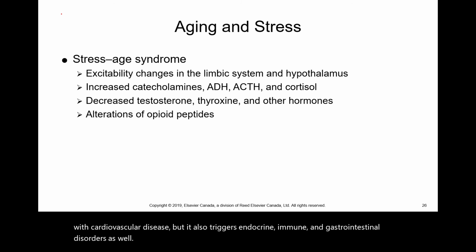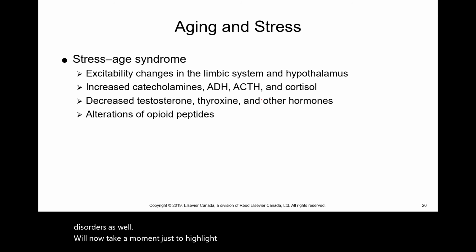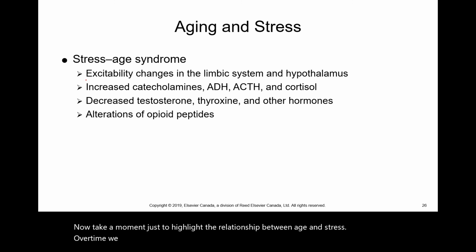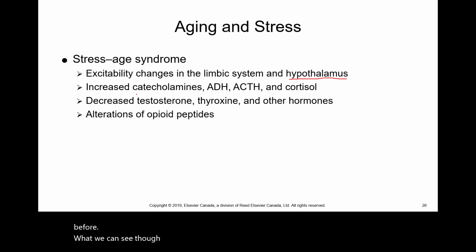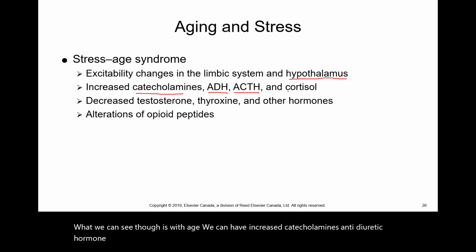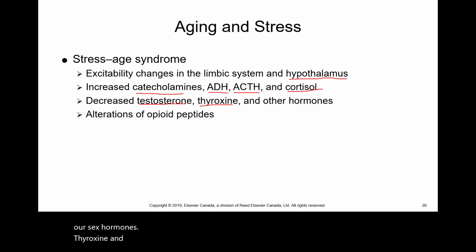We'll now take a moment just to highlight the relationship between age and stress. Over time, we have changes both in our limbic system and hypothalamus. Once again, the hypothalamus is our brain's regulatory control center, and we've noted its role in stress before. What we can see, though, is with age, we can have increased catecholamines, antidiuretic hormone, adrenocorticotropic hormone, and cortisol. At the same time, we see decreases in our sex hormones, thyroxine, and other hormones as well.